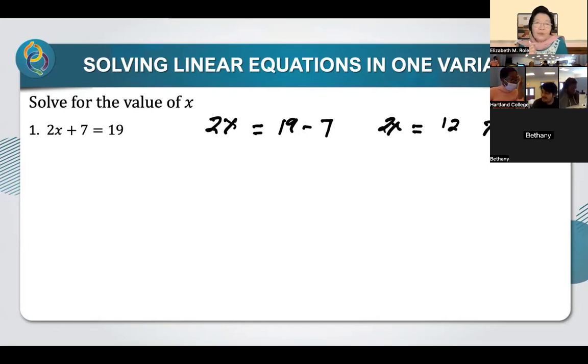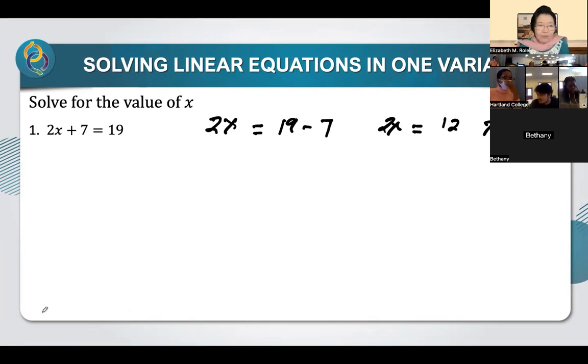It's always good also to substitute, to check if the answer is correct, because sometimes you were thinking of 6 and you wrote a 5. Sometimes that happens. So when you substitute 6 for x, 2 times 6 is 12 plus 7 is equal to 19. All right, that's an easy problem.